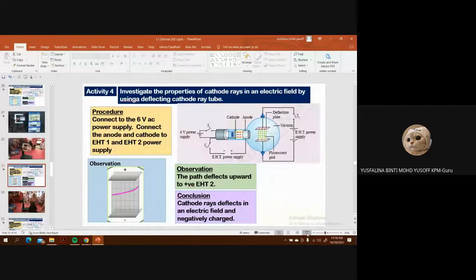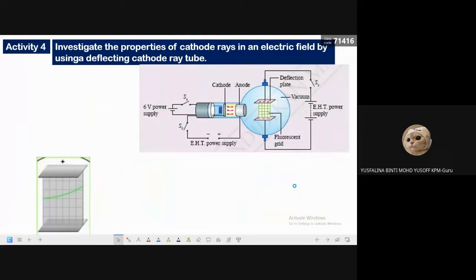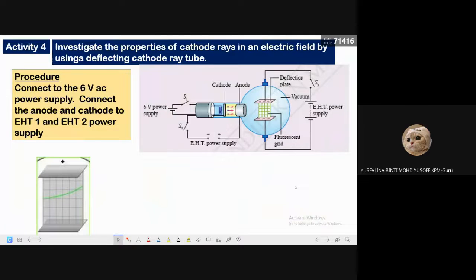Right. Then after that, we investigate the properties of cathode rays in an electric field by using a deflecting cathode ray tube. Just now we could see no deflection, so it moves in a straight line. Then we connect the 6 volt AC power supply and connect the anode and the cathode to the EHT1 and EHT2 power supplies. So they use two EHTs.